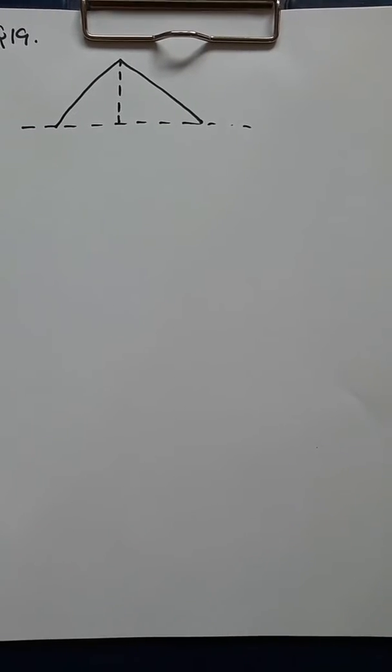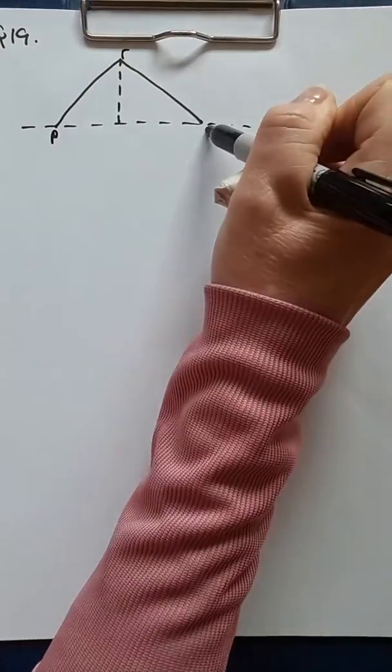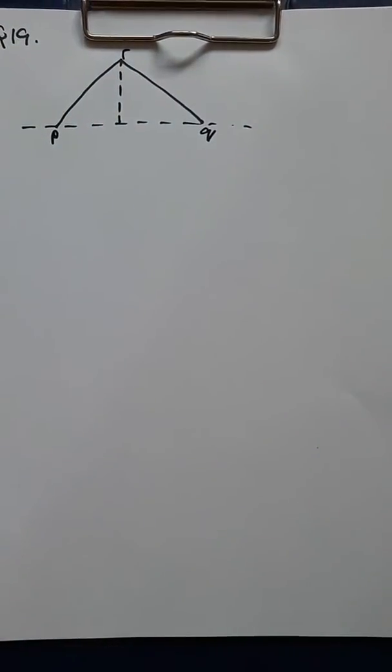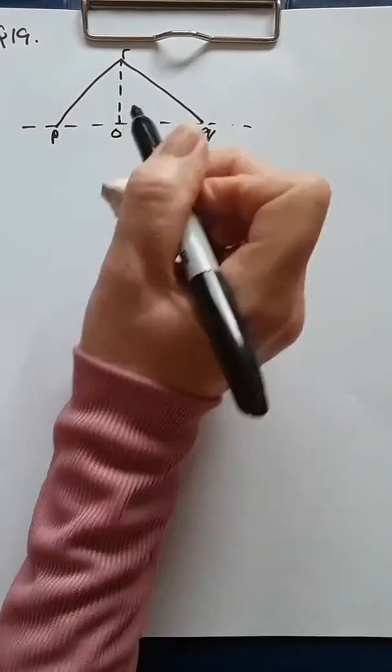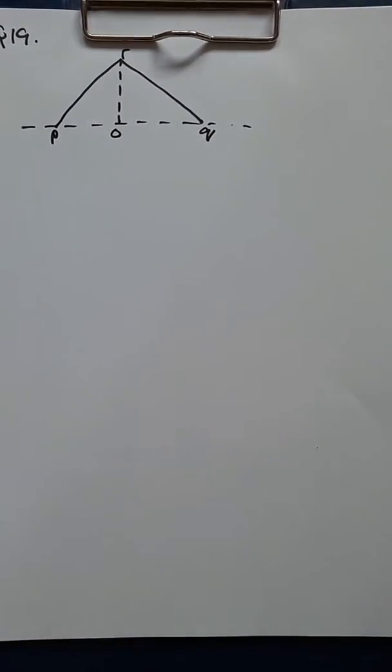So it says there are two uniform rods, RP and RQ. R, P and Q. They are rigidly jointed at R. They're of equal length and they each have a mass of m kilos. PO, OQ and OR are all 0.2 meters. And it says, give a reason why the centre of gravity of the two rods lies on the line OR.